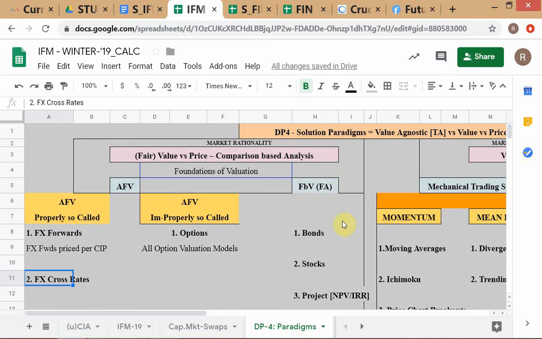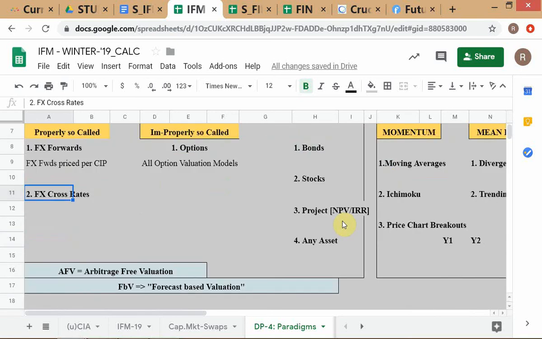Why am I calling all this forecast based valuation? All this stuff that you did, all is based on forecast. Can you see that? In all of these cases, what was true? That using our model lingo once again, one or more exogenous variables were based on forecasts. Do you understand? Do you agree?